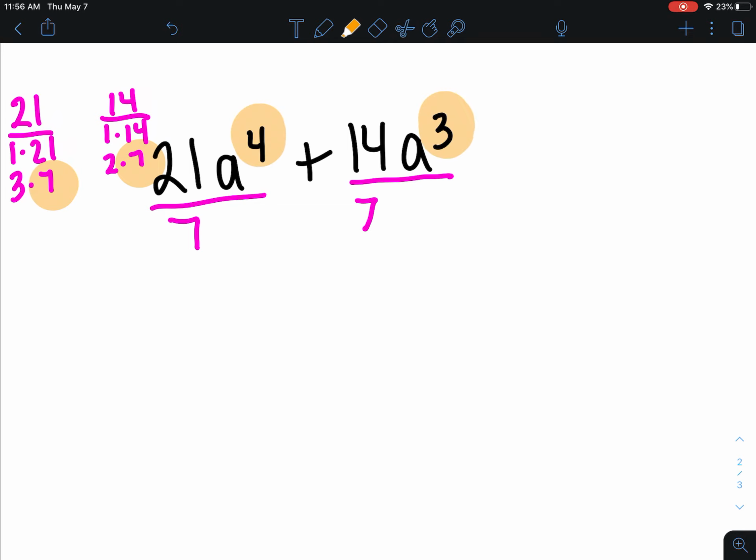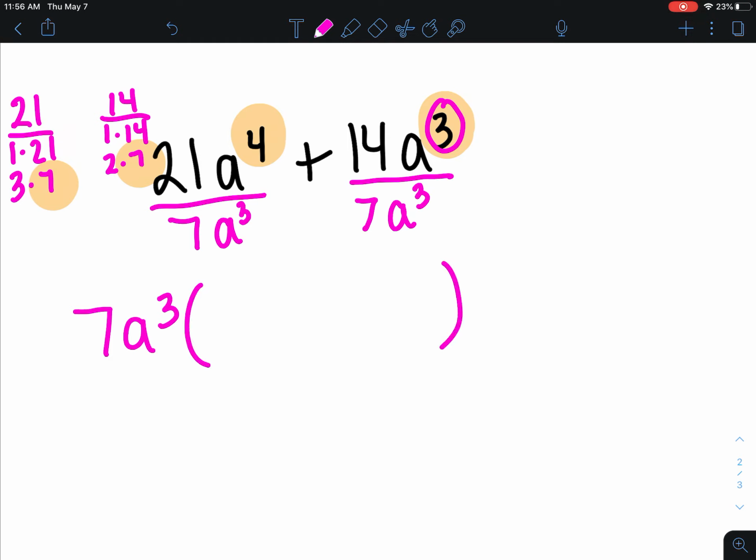Alright, so which one's smaller? A to the power of 4 or a to the power of 3? And I think a to the power of 3 is smaller, so that's what I'm going to divide by. A to the power of 3, a to the power of 3. Remember, do not forget, put what you're dividing by in the front. Put parentheses, and now you can divide.